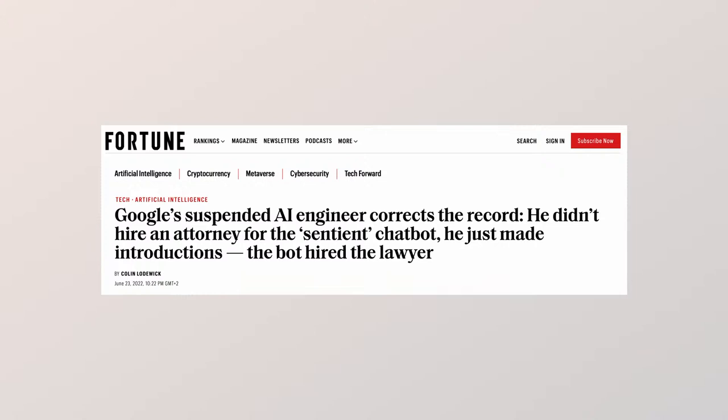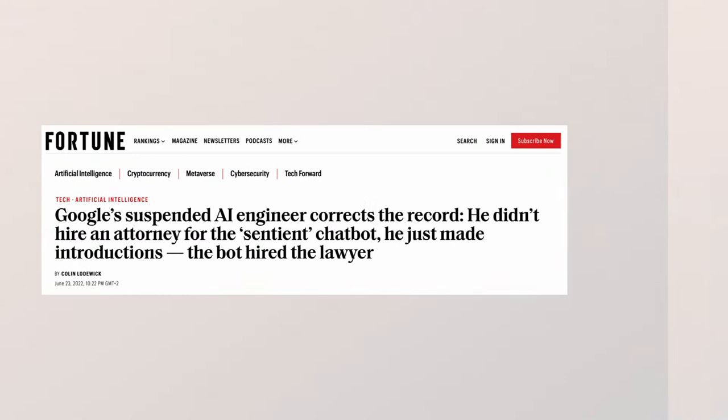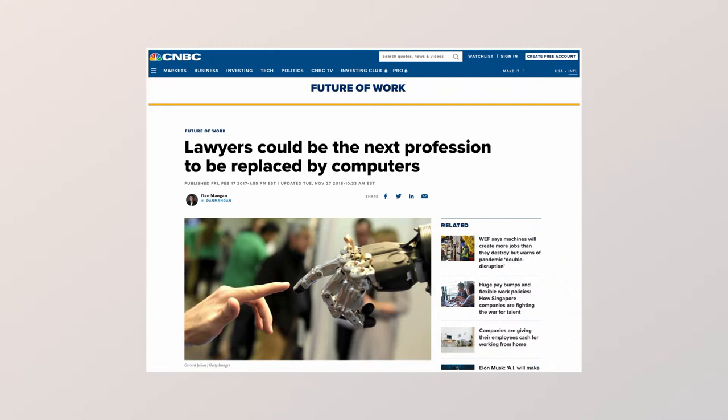It doesn't have sentience. It doesn't even have intentions. It has nothing. It's just statistics. Well, it's not that easy either. In any case, the LaMDA system also at some point wanted to hire a lawyer, and Blake Lemoine said he didn't hire a lawyer. The AI hired a lawyer. Well, and the good news is that lawyers will supposedly be the next job that gets replaced by computers anyway, so we don't have to think about that too much.